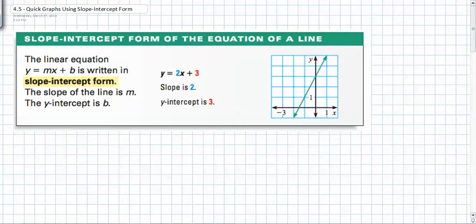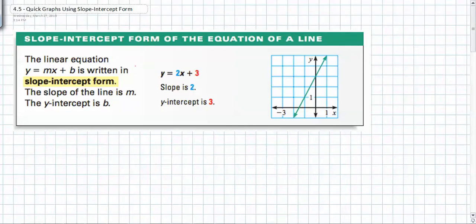There are lots of different ways to write the equation of a line. You can actually take one equation for a line and mix it around and come up with a different form, and each form has a specific use. One really common form is the slope-intercept form.